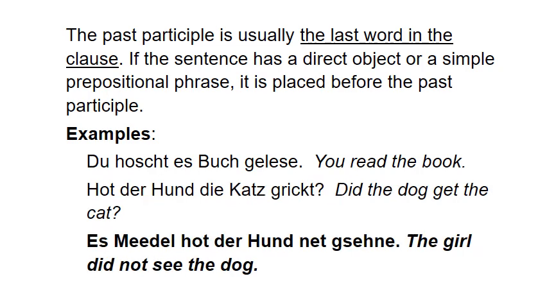Now, to make the sentence negative, you just throw a net into the sentence. Net, you'll remember, is the word for not. So to say that the girl did not see the dog, remember in English we have to throw in this little helping verb did. We don't need to worry about that at all in Dutch. We just have to throw in the net, the not. So the girl did not see the dog would be, das Mädel hat de hond net gesehen. Gesehen is the past participle of the verb sehen, to see. Notice once again the past participle goes to the end.